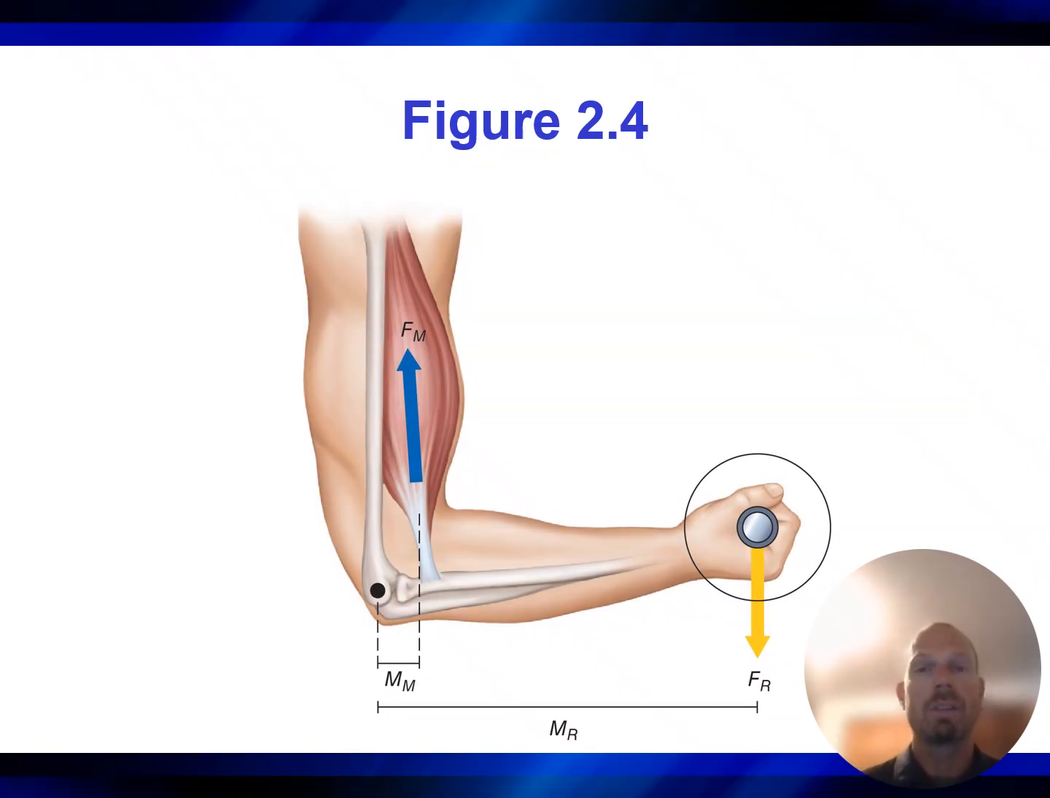This diagram clearly illustrates the third-class lever system. Observe how close the blue muscle force arrow FM is to the elbow joint fulcrum. Most structural setups in the human body are third-class levers.